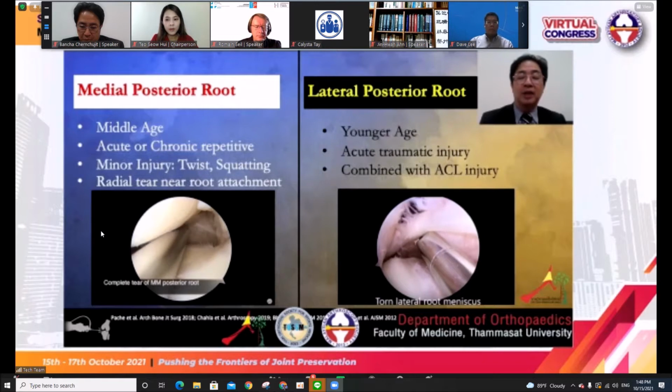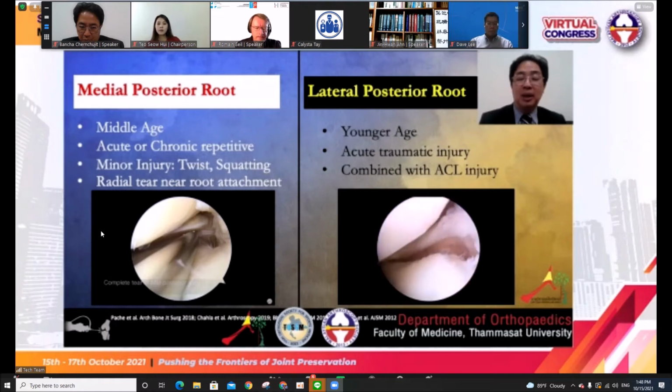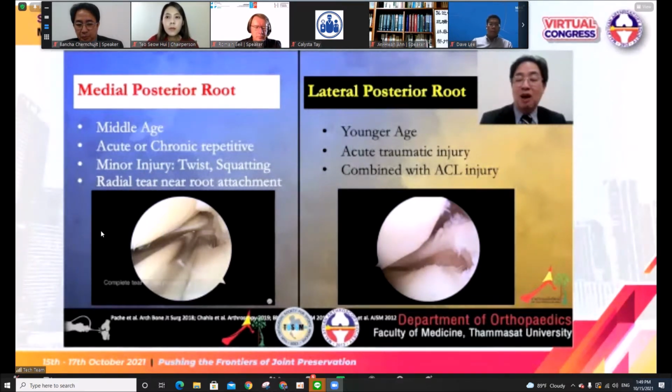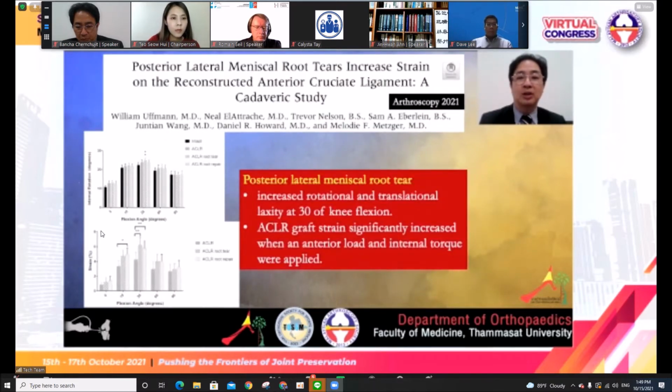These are the differences between the medial and lateral meniscus root tear. The medial meniscus root tear is common in middle age, can be an acute or chronic repetitive injury, and can come from minor injury like twisting or squatting. The tear configuration is always radial, close to the root attachment. The lateral meniscus root tear is found in younger age, from acute traumatic injury, and is always combined with ACL injury. This cadaveric study from Arthroscopy 2021 showed that after lateral meniscus root detachment, it significantly increased the rotational and translational laxity at 30 degrees of knee flexion.